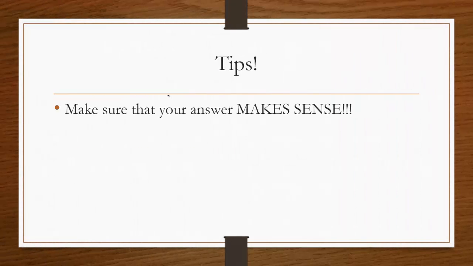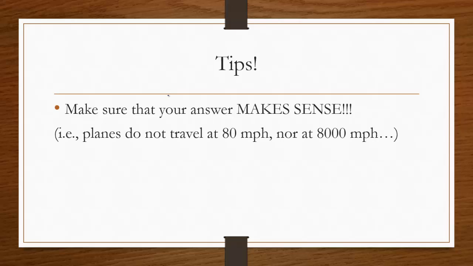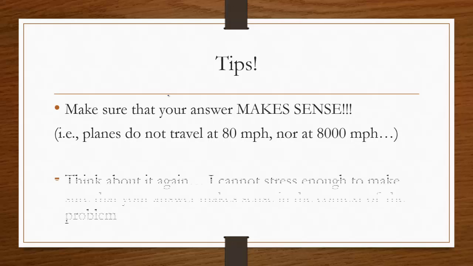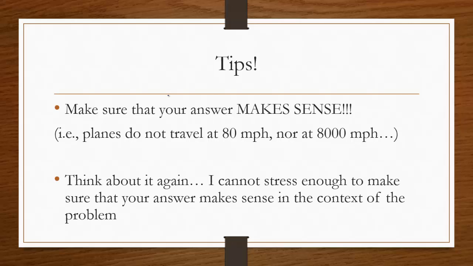Some tips. Make sure that your answer makes sense. For example, planes do not travel at 80 miles per hour, nor do they travel at 8,000 miles per hour. So just think about the problem and see if your answer makes sense in the context of the problem before you go checking off answers on the test, okay? You should be able to eliminate a couple answers right off the bat just by doing that. And then think about it again, okay?